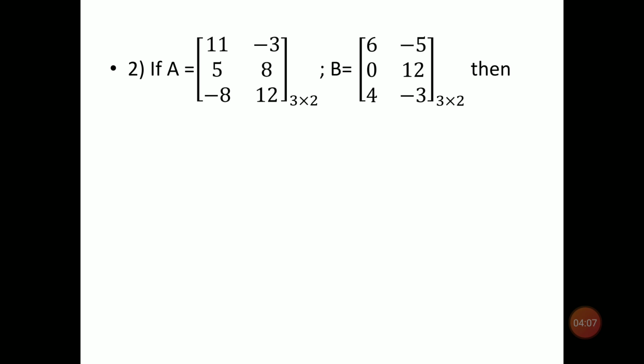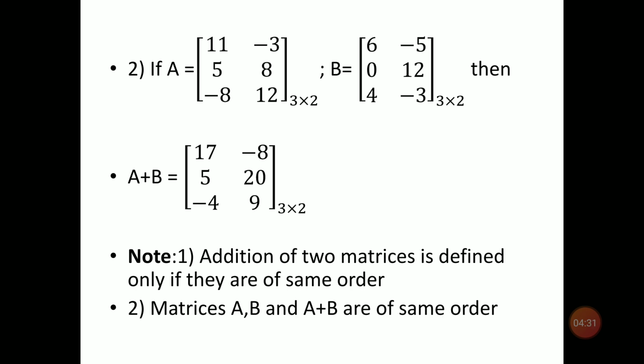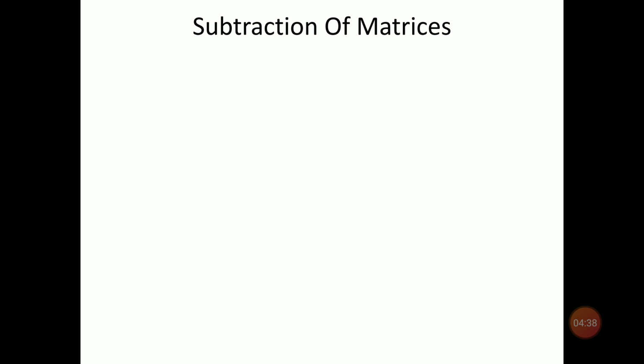Now one more example. A is a matrix of order 3 by 2, B is a matrix of order 3 by 2. Then addition, as we have seen in the earlier slide, is obtained by adding corresponding elements of A and B. The very important note: addition of two matrices is defined only if they are of the same order. And when we add two matrices, obviously all three matrices, that is A, B and A plus B, are of the same order. Now the next operation is subtraction of matrices.